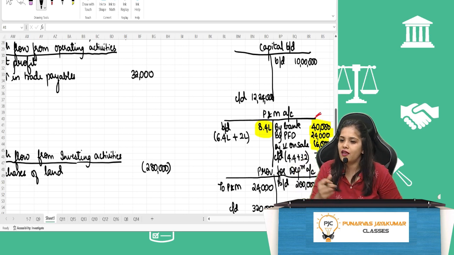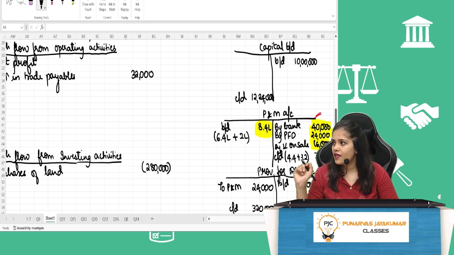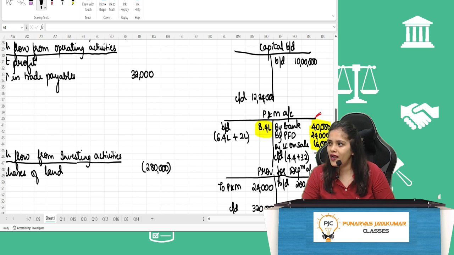Now, first check in the plant and machinery account. Is there any balancing figure or is it self tallying? Self tallying, meaning 8,40,000 was there. Sold 80, so 760 should remain. Self tally over. This account is tallied. Now, what about the provision account? Self tally? No. What is my balancing figure? 1,44,000. Can anybody tell me what is this 1,44,000?